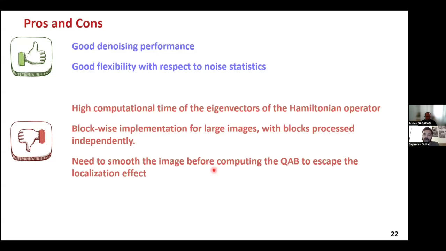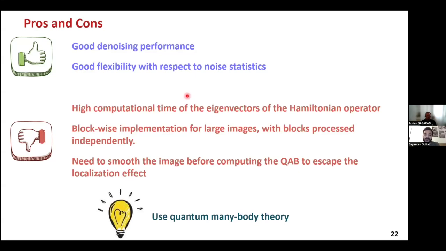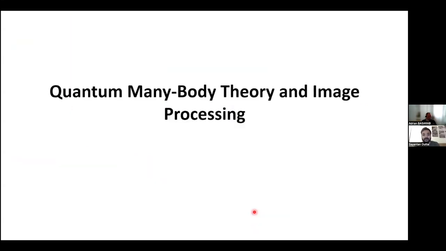Now, to resolve all these issues, we further generalize our method to a quantum many-body theory, where we can efficiently solve all these limitations, and we can solve this initial smoothing and the localization problem as well. So in the next section, I will move to that. So how to design a signal and image processing algorithm by using a quantum many-body theory.